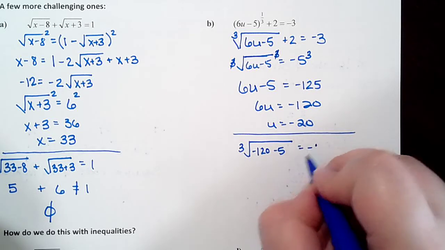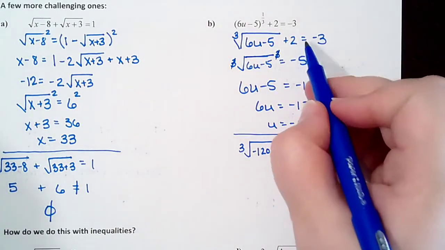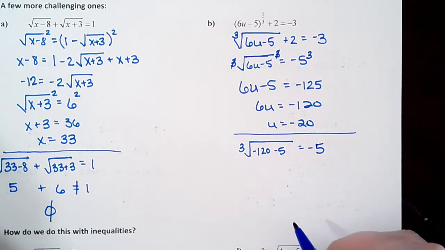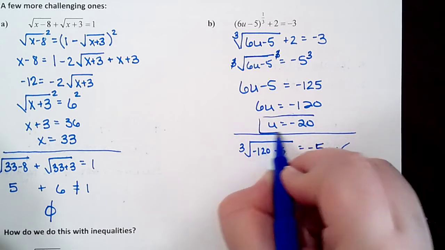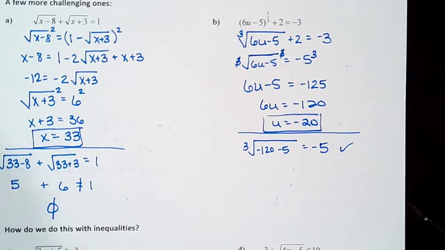I should have said plus 2, but I'm just going to do negative 5 right here, because this step simplified down to this step. And because the cubed root of negative 125 is in fact negative 5, this works, and our answer is legit for both of these problems.